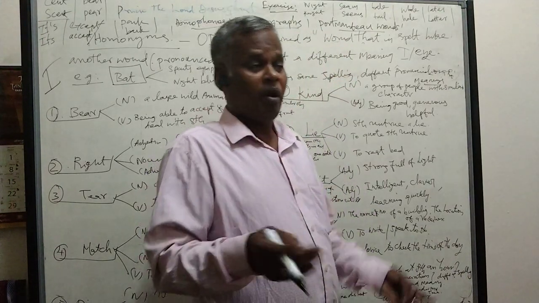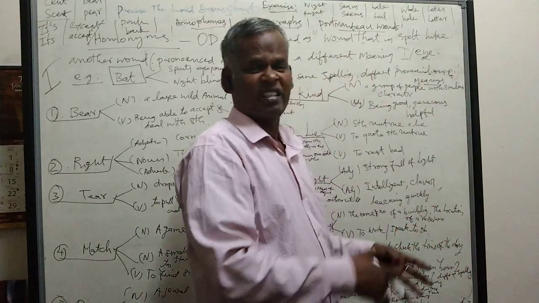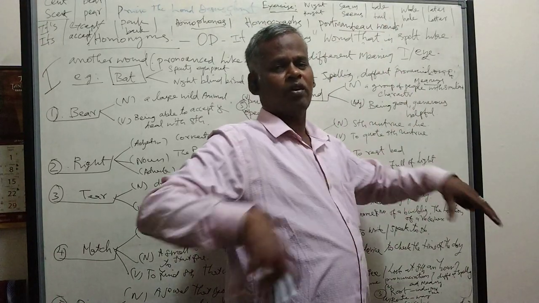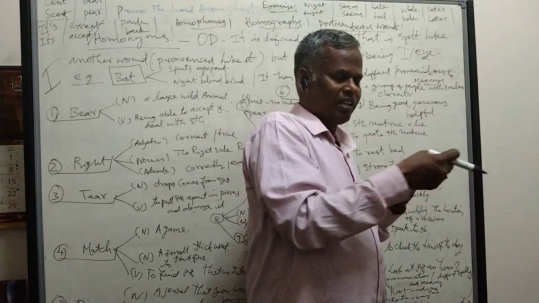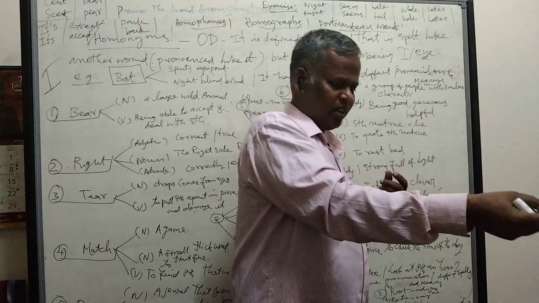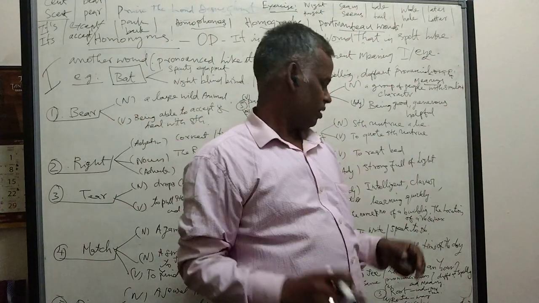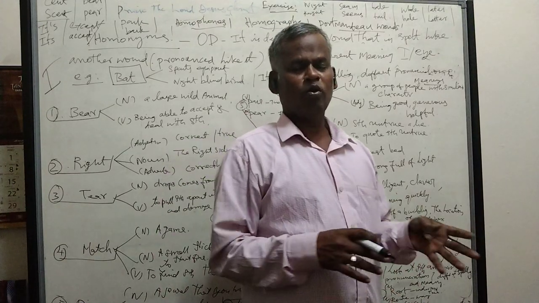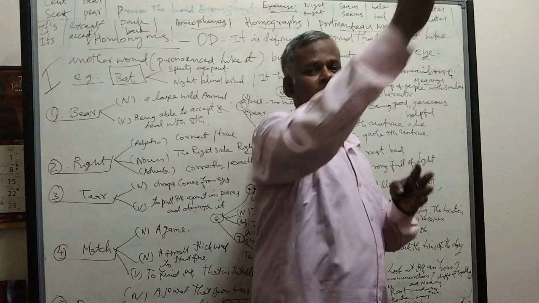R-O-O-T, root, and R-O-U-T-E, route. All the underpart of the tree, the underpart of the plant, is considered the root. One tree stands majestically with the support of the root only, and that root extracts the water, minerals and other things to grow the tree. Route, R-O-U-T-E, means the way of reaching one particular place.